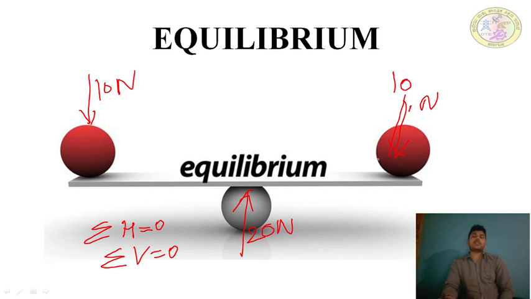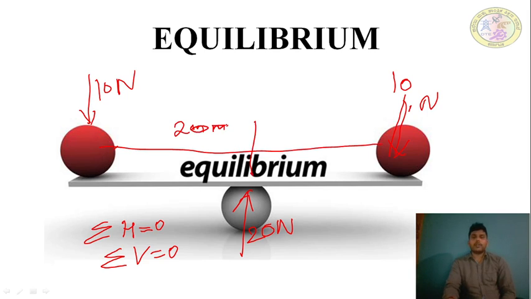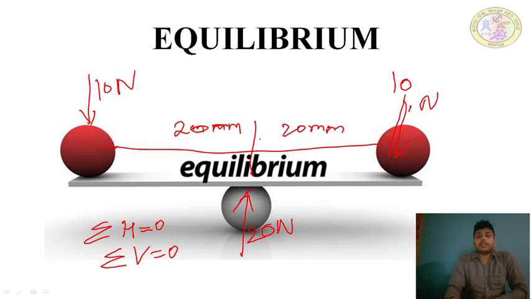If the force here is 10 Newton and here 10 Newton, and the distance between these two is 2 meter or 200 mm, or 20 mm, just assuming it, then the force formed here will be equal, and this forms 20 Newton as the reaction force. Then this setup will be in equilibrium.